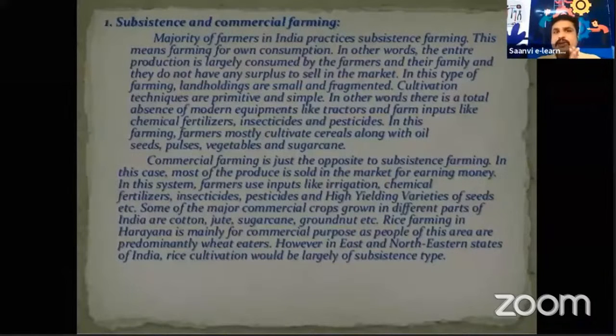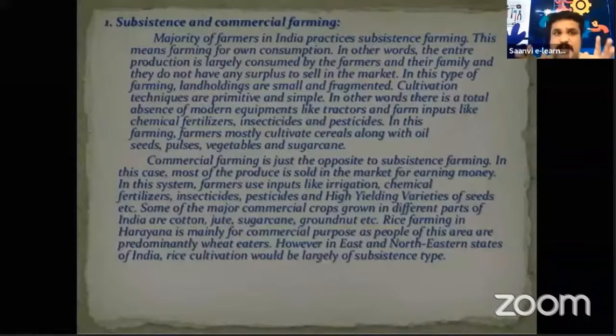Okay, let us see. The majority of farmers in India practice subsistence farming. This means farming for own consumption, very important. Farming for own consumption or our use. The same concept you can see in the content book. Okay, what is subsistence farming? Very important. This is all the classification of farming.